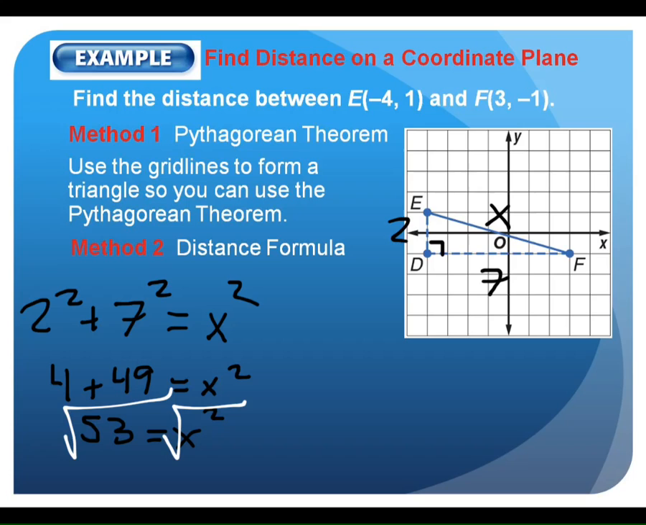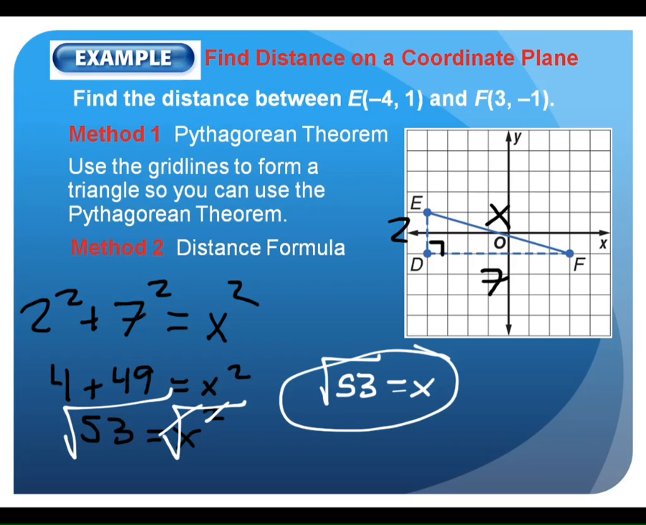So just take the square root of both sides. Those cancel each other, and I get the square root of 53 is x. That's the distance. Now 53 doesn't have a perfect square root. If you punch it in your calculator, it'd be something like 7.28. That's how long this unit is. But you can just leave it as a square root. There's no reason to round it off as a decimal.